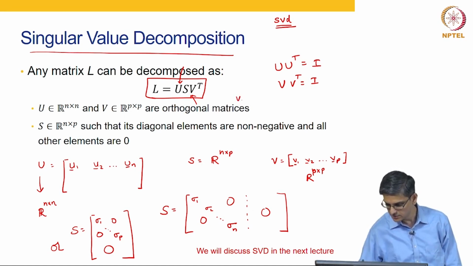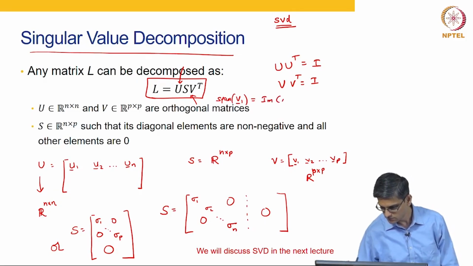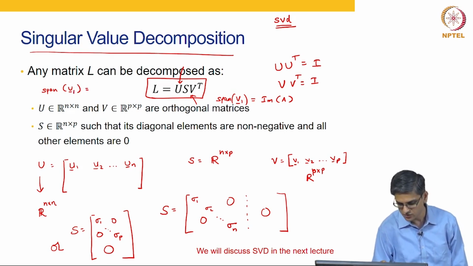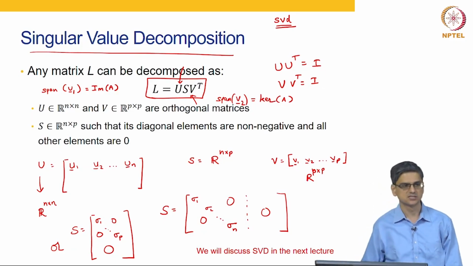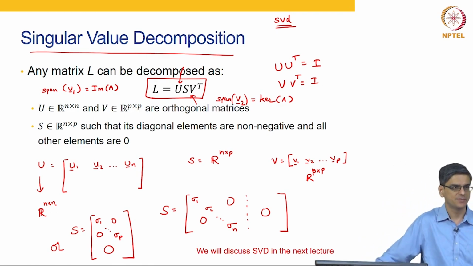So the span of U1 bar is the image of A, and the span of V2 bar is the null space. We will take this example in the MATLAB session tomorrow.